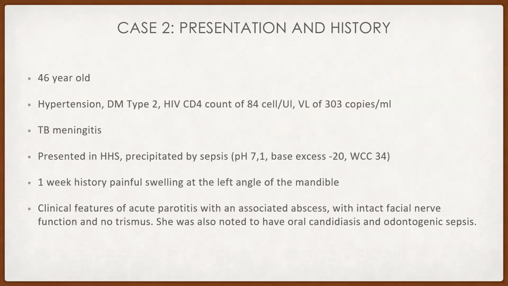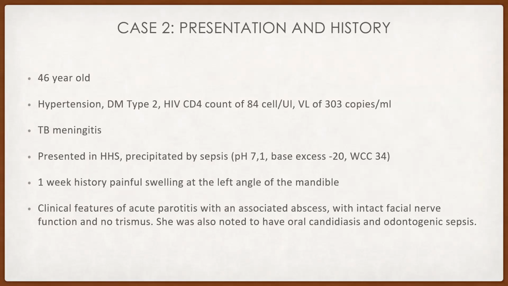On the other hand, a 46-year-old female presented with multiple comorbidities, including hypertension, poorly controlled type 2 diabetes, and she was additionally HIV positive on ARV therapy. She was also diagnosed with TB meningitis and was 4 months into her anti-tuberculosis treatment. She presented to the emergency unit acutely unwell in a hyperosmolar hypoglycemic state, which was precipitated by sepsis.